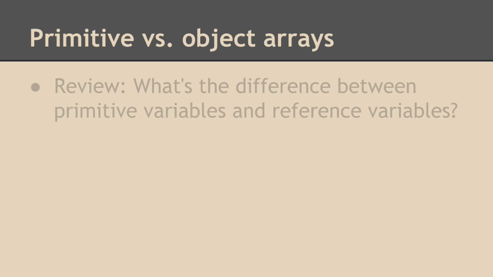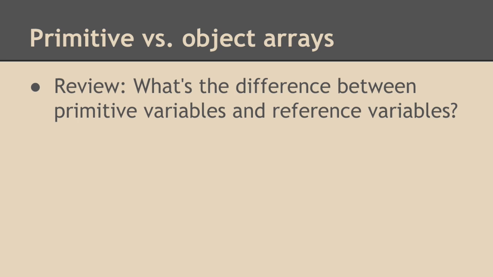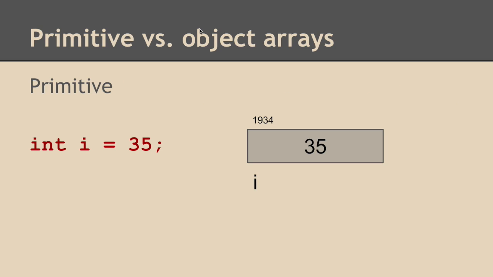So, quick review. What's the difference between primitive variables and reference variables? Well, let's start with primitives. In this situation, the red text here shows the declaration and initialization of a primitive variable named I. And so our conceptual picture is that we have a box of memory out there someplace. We call it I, it's at a certain address, and the integer 35 is stored inside of it. So the variable itself holds the value that's been assigned to the variable.